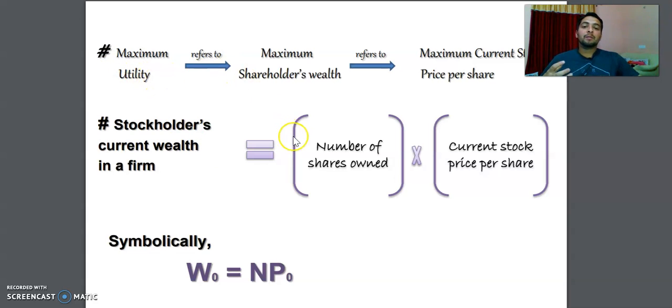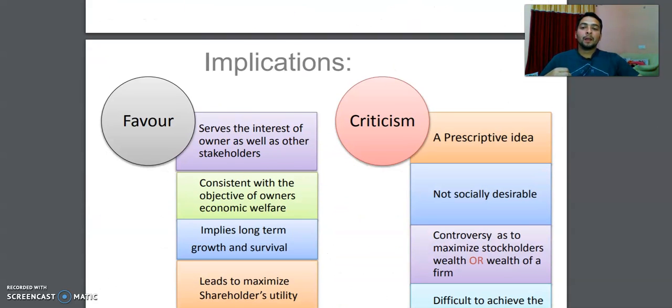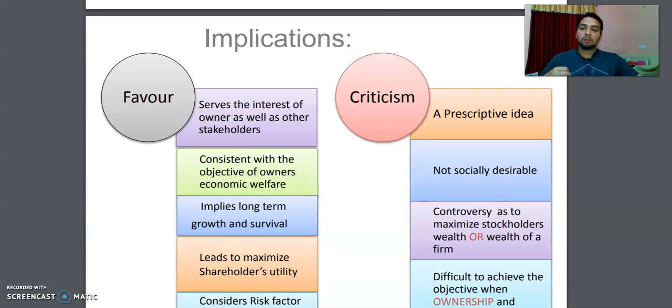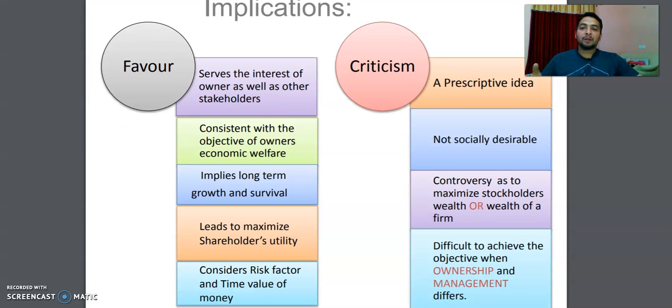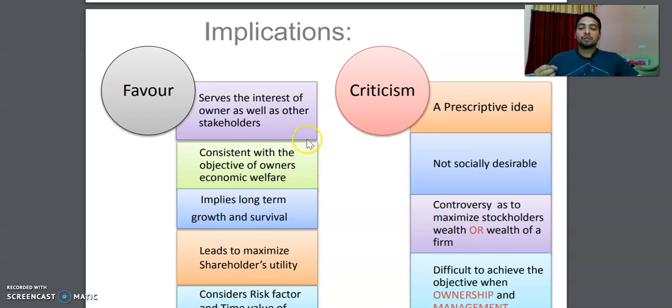So every firm, according to this approach, should always try to increase the utility to its shareholders, and how, by increasing the price of a share. This wealth maximization as an aim has been favored by a few points, which include, first point, it serves the interest of owners as well as other stakeholders.